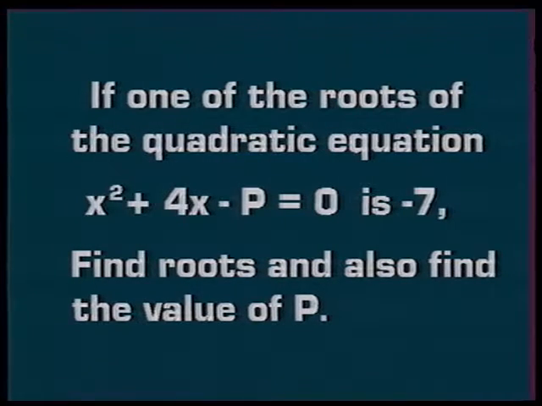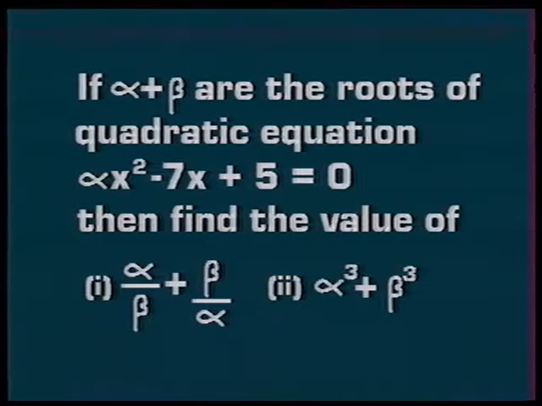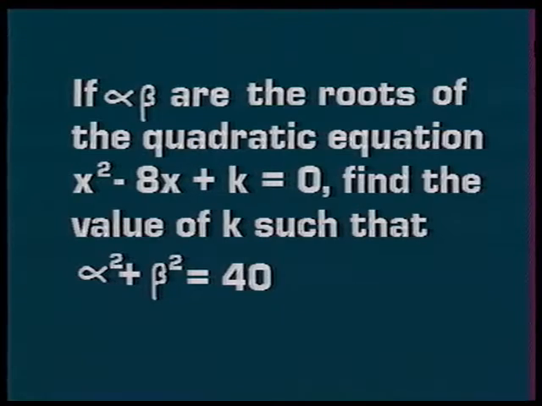The problems are: if one of the roots of the quadratic equation x square plus 4x minus p equal to 0 is minus 7, find the other root. Also find the value of p. Next question is, if alpha and beta are the roots of the quadratic equation 2x square minus 7x plus 5 equal to 0, then find the value of alpha upon beta plus beta upon alpha. Also find the value of alpha cube plus beta cube.